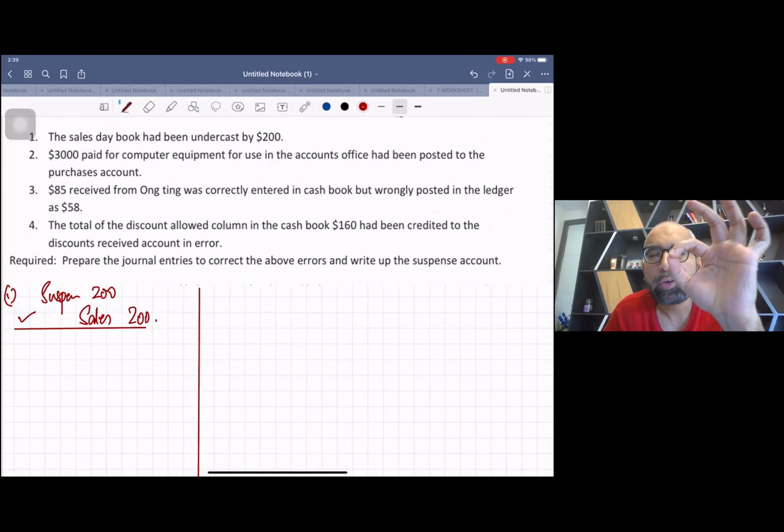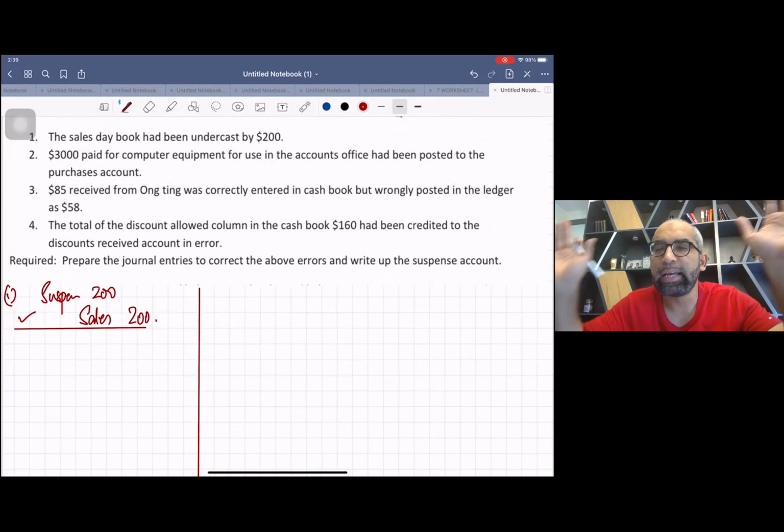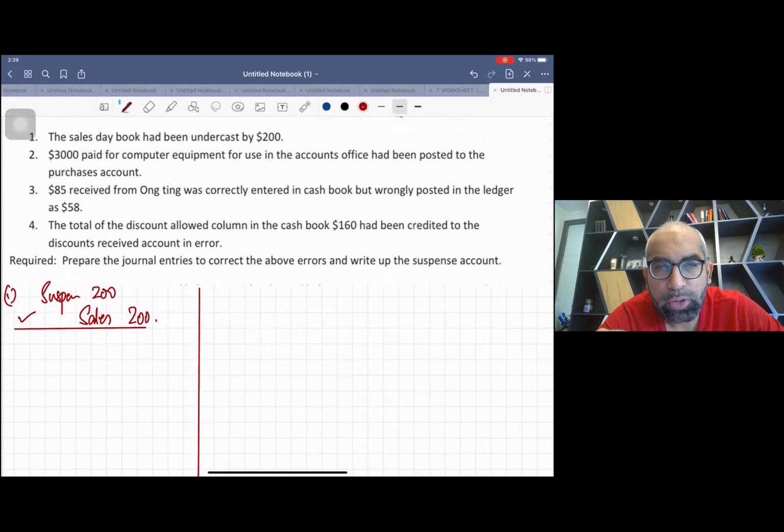Now, moving forward towards point number 2, which is very easy. 3,000 paid for computer equipment. Computer equipment is your fixed asset, for use in the office, but it has been posted to the purchases account. Purchases is expense. So instead of asset, we book expense. So it's simply a change in class of account. So my dear students, this is an error of principle.